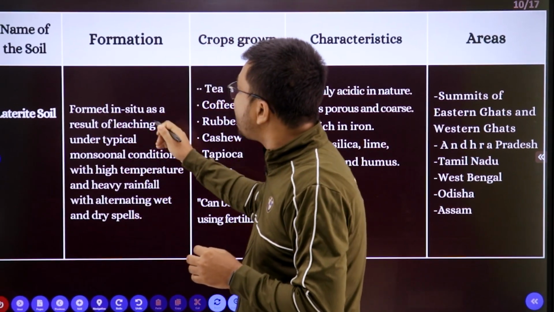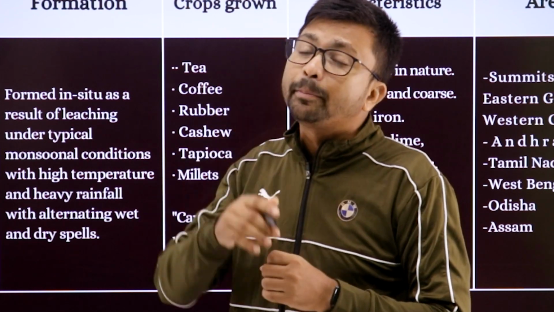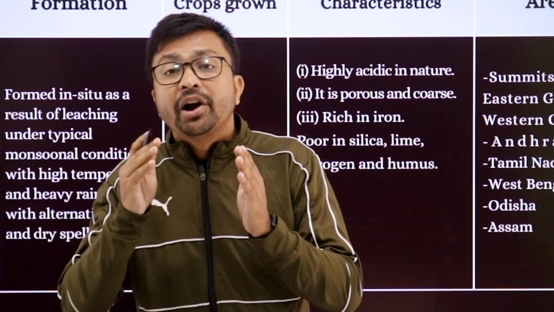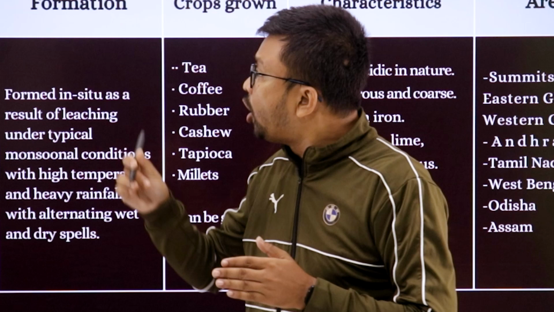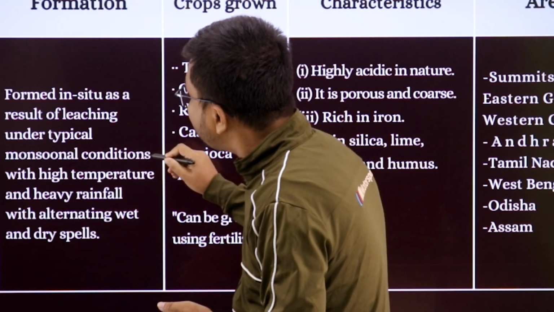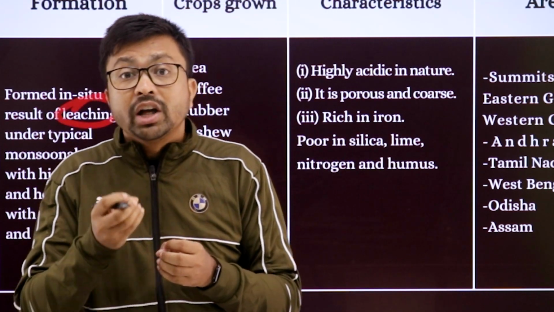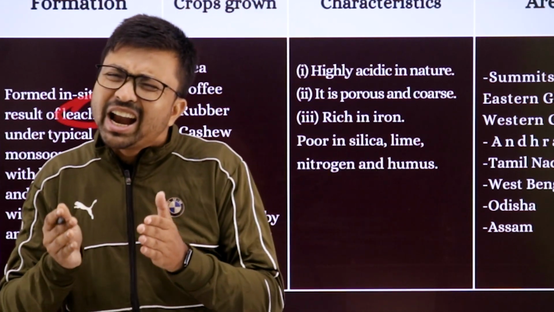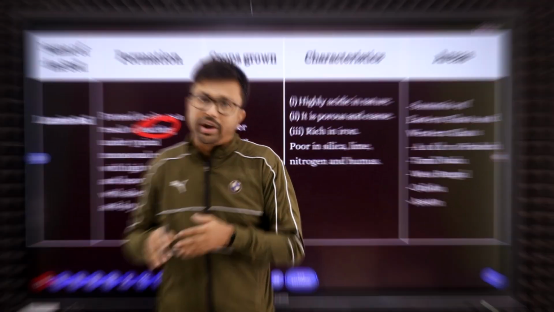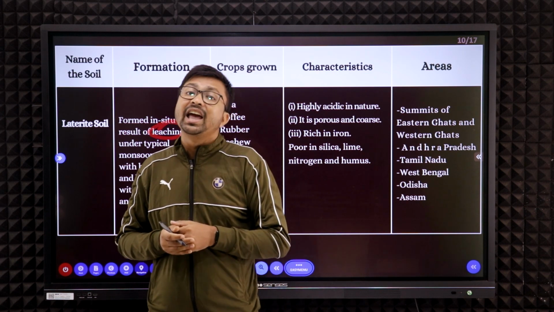By the way, laterite soil is formed as an in situ soil. How? Because this is an area where the temperature is high as well as rainfall is high, and there are alternate dry and wet seasons. In those areas we will get the laterite soil. In the laterite soil there is an important process called leaching. Now what is leaching? When the rainfall is more, the nutrient soluble materials which can dissolve in water will mix with the water and be washed away. The rest remains there, and that is considered laterite soil.